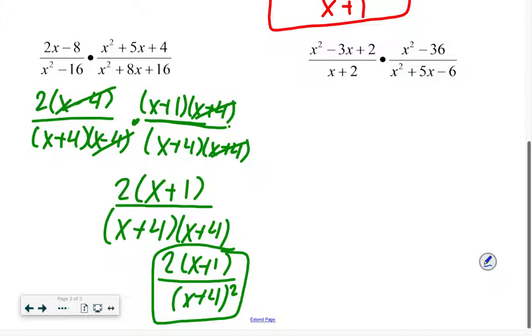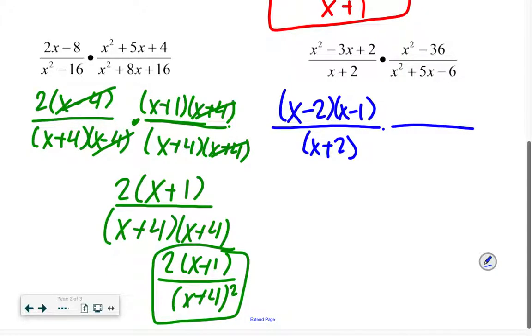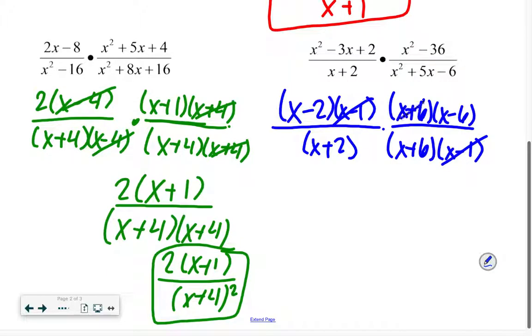Top left, multiply to 2, add to negative 3. Minus 2, minus 1. On bottom, what do I do? Leave it. Just leave it as x plus 2. Top right, plus 6 and minus 6, good. On bottom, plus 6 and minus 1.